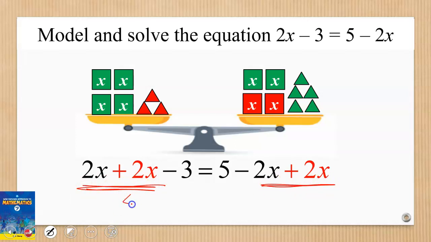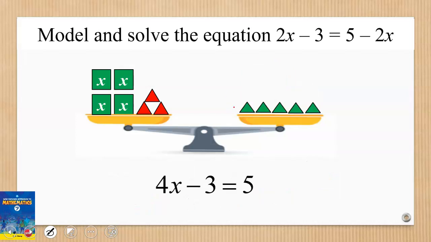In this case, here is going to give us 4x, and then this will remain, and we have 5 here, and everything here will cancel out to give us 0. So we have this. When we do the cancellation on the balance, we are going to get 4x at the left hand side, and there's no x again, but then we have 5 of our single ones, which are green.